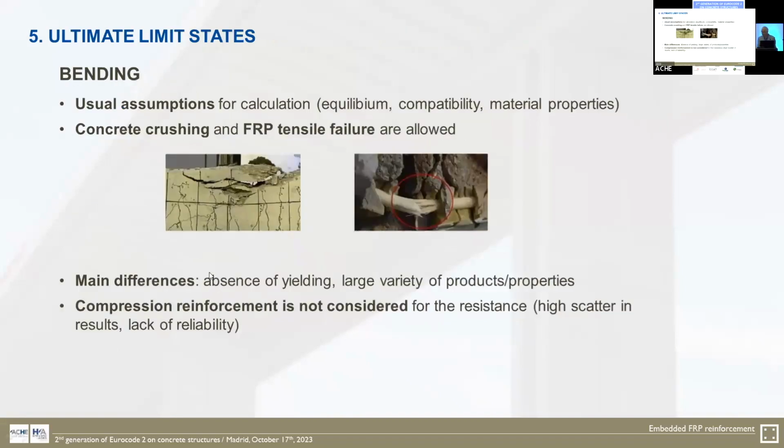Going to the ultimate limit states, bending. So the usual assumptions, no difference. So equilibrium, compatibility, material properties, you can do the calculations. Concrete crushing and FRP failure are allowed. The main difference, absence of yielding, so the calculations are a bit different. Like in the case in which the steel doesn't yield, so it's the same. You can use the same ideas, and a large variety of products and properties. You may have very different values.